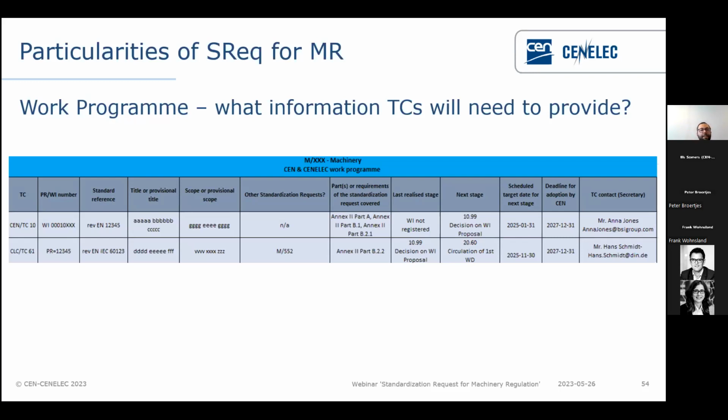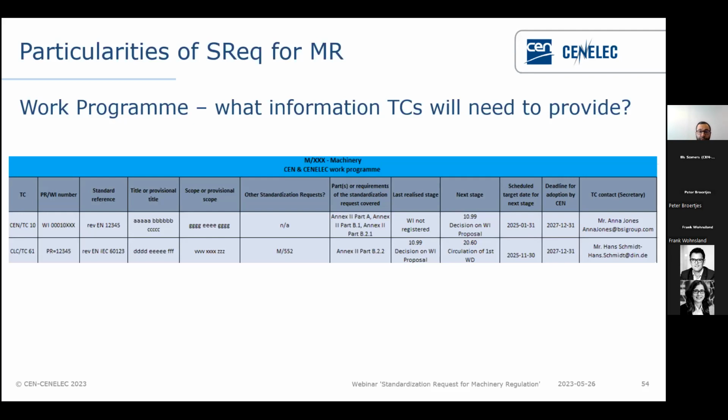So basically in this work program, the information we need is the name of the TC or the number, the work item number, the reference. If it's something that doesn't exist, it can be a provisory title or a provisory scope, okay? If it's something that is already registered, you can already use the correct one. We need to indicate if this is being developed together with the other standardization requests, okay? If yes, you indicate it. If not, it's not applicable.